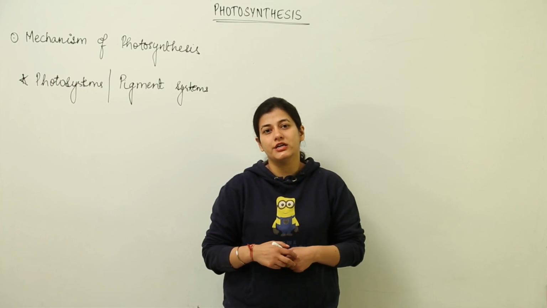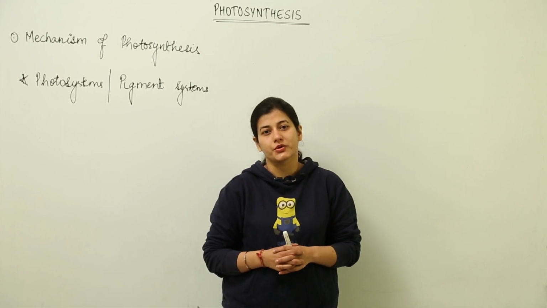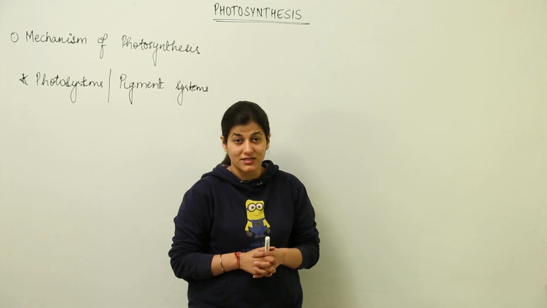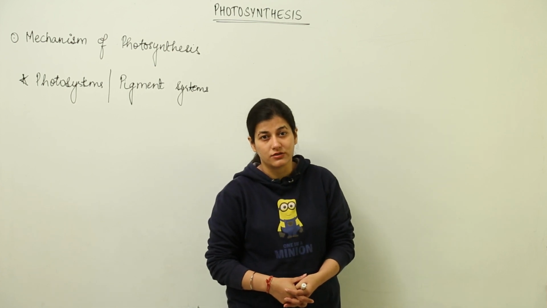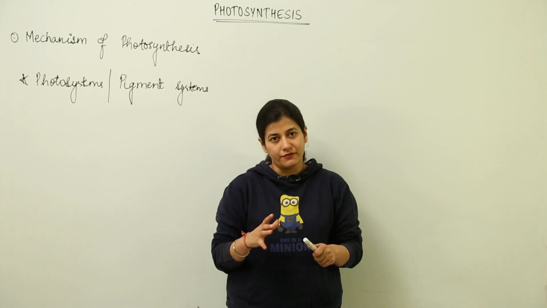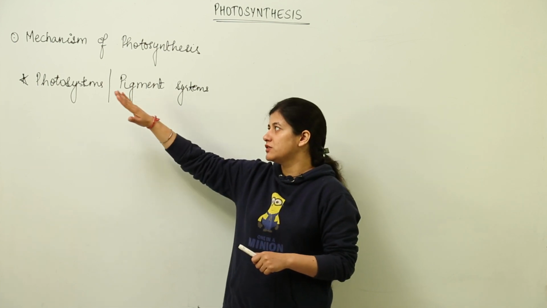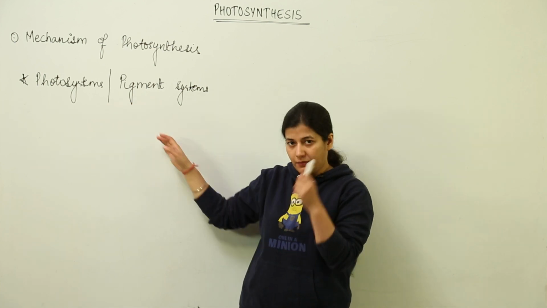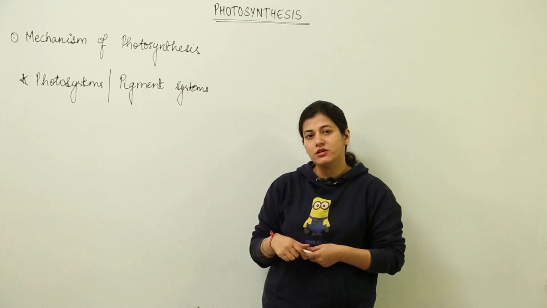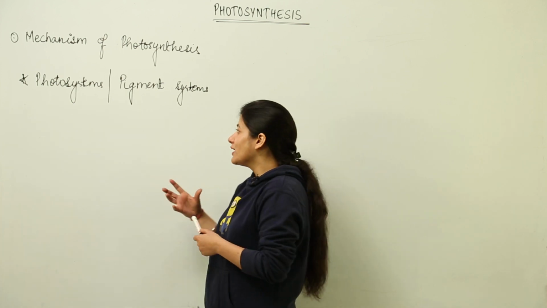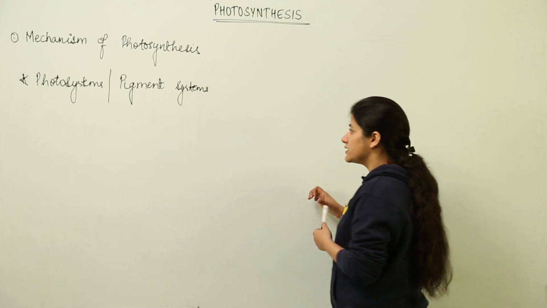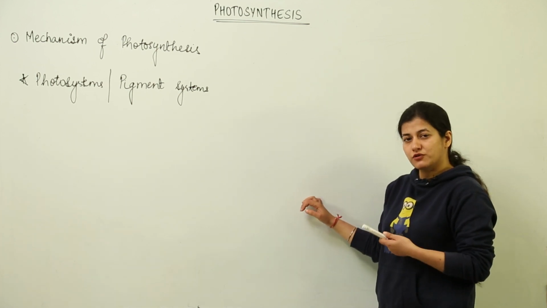Now, another thing we need to know before we get to the photochemical phase of photosynthesis under the mechanism of photosynthesis topic that we are studying, we have to understand what is a photosystem or a pigment system. We had talked about the photosynthetic unit, didn't we? So in that we had discussed what all comprises a photosynthetic unit.